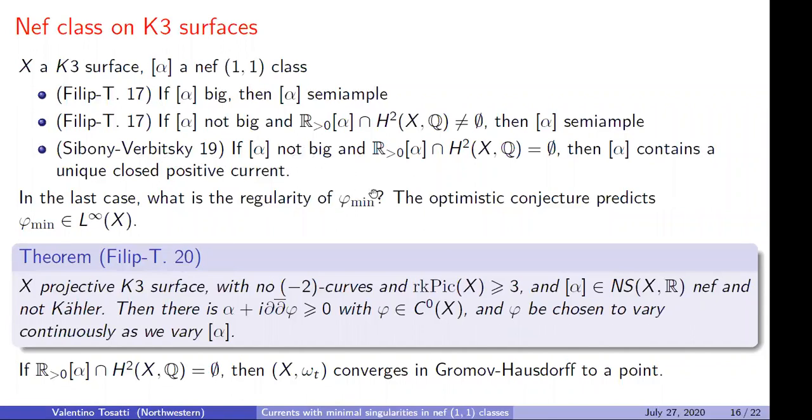But yes, in general, what is the regularity of this phi min? It's not clear. As I said, there are examples where it's not smooth. There are examples where it's Hölder continuous, and in many cases it's at least continuous. But in general, we don't know. And this is on K3, so it should be kind of classical, but it's not at all. Okay, thank you. You're welcome.